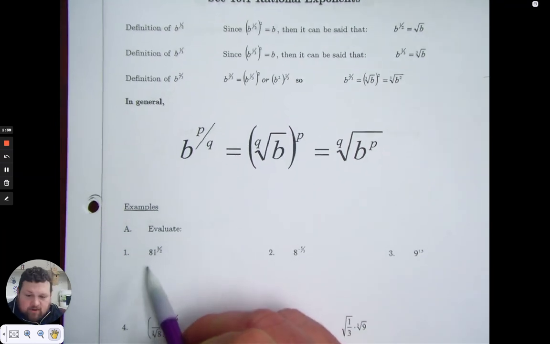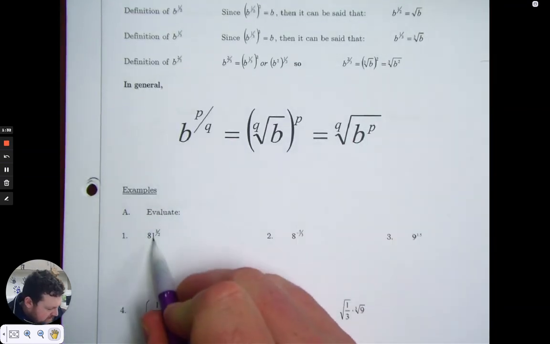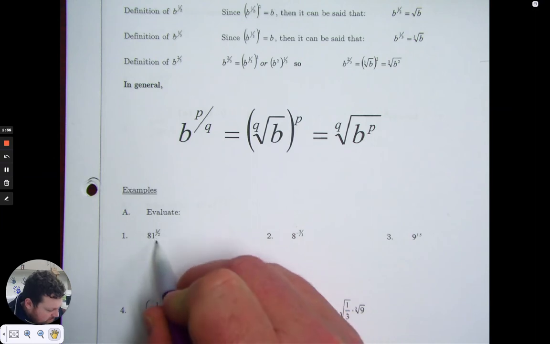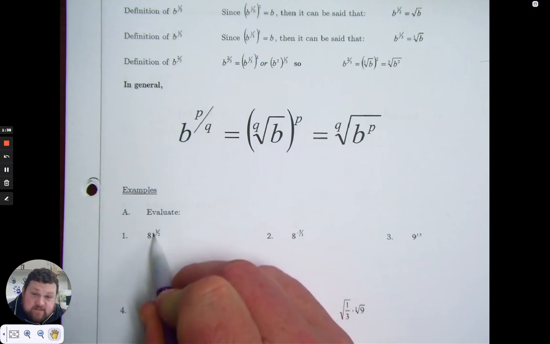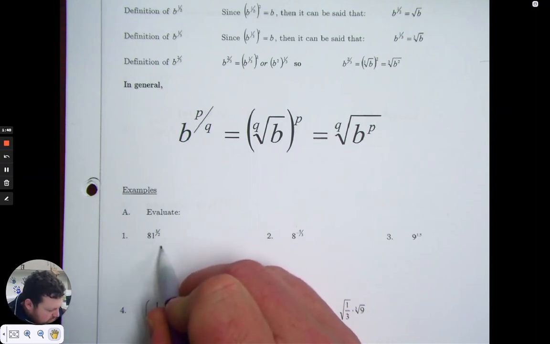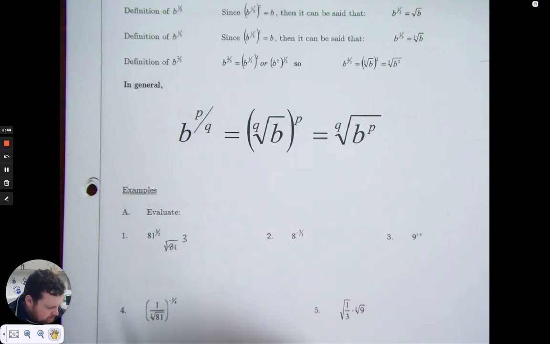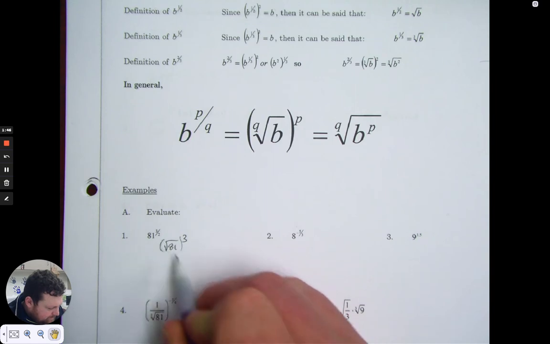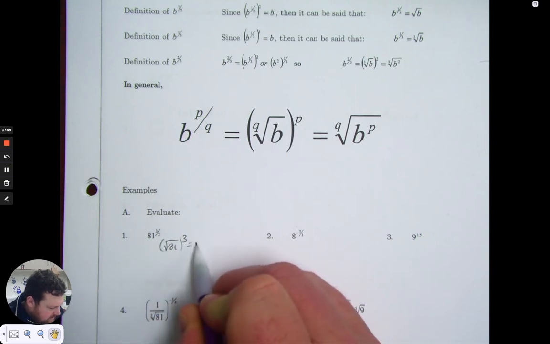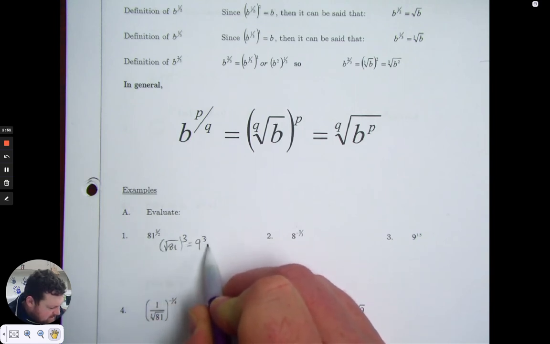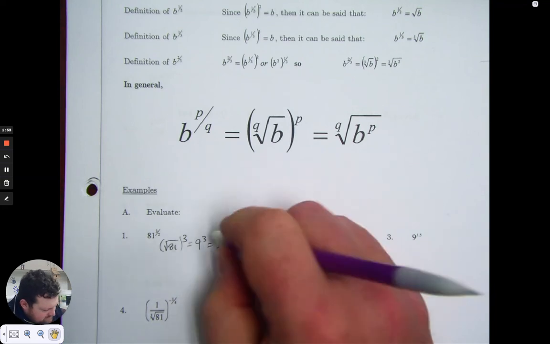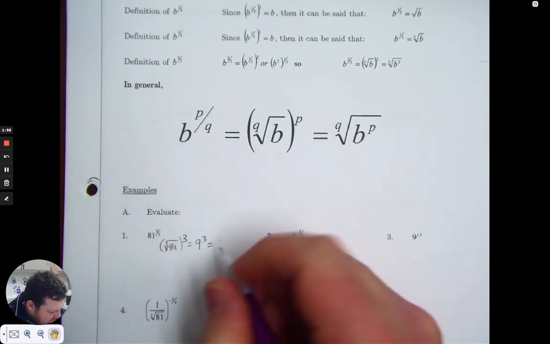Number 1, for instance: we have 81 to the 3/2. Well, the halves would make it the square root. This is already a perfect square. So if we write this as the square root of 81 to the 3rd power, then the square root of 81 is 9. 9 to the 3rd power is 729.